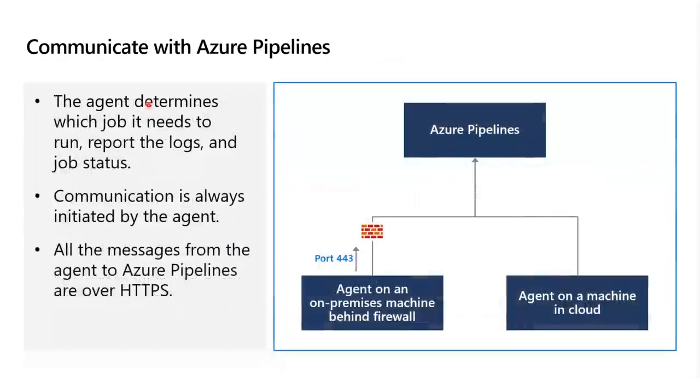Another thing is that the agent determines which jobs it needs to run and reports the logs and job status, and the communication is always initiated by the agent. All the messages from the agent to Azure Pipelines are over HTTPS. Okay, so remember that you can use a Microsoft hosted agent, or you can provide your self-hosted agent.